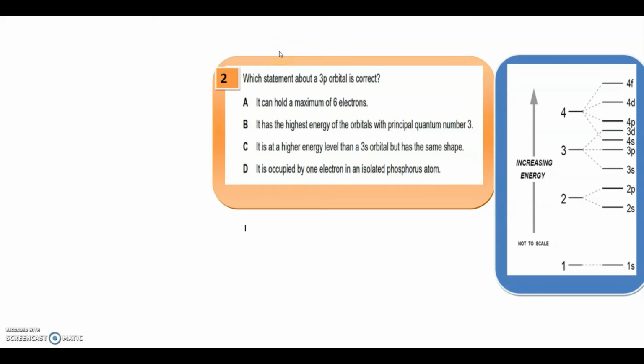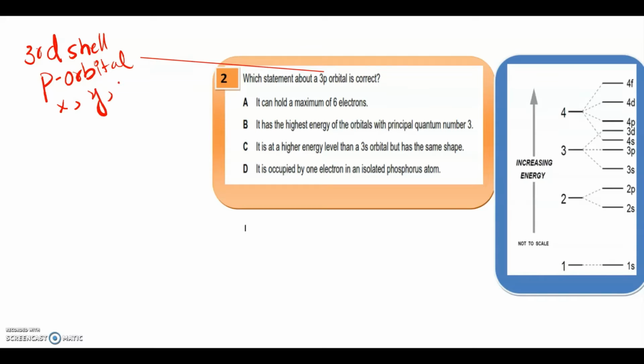Question number 2, which statement about a 3p orbital is correct? So you can see there are two things in this question. They are specifically talking about the third shell and its p orbital. P orbital means x, y, z orbitals: 3px, 3py and 3pz.